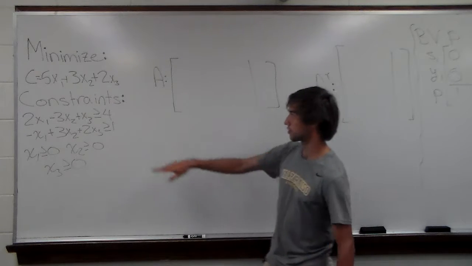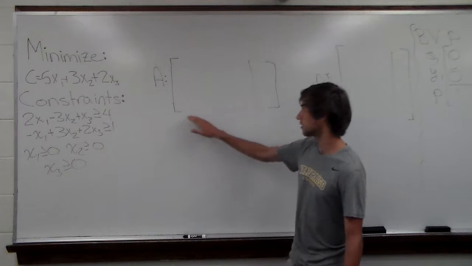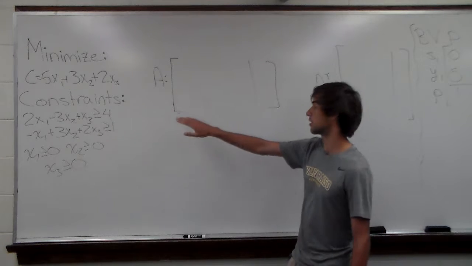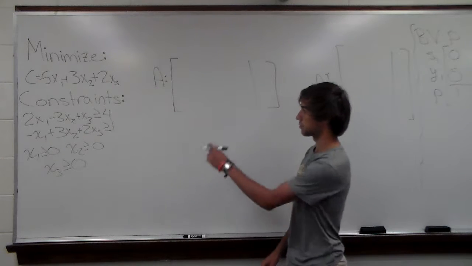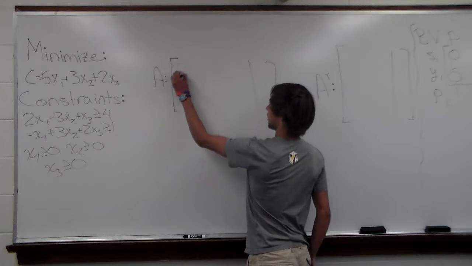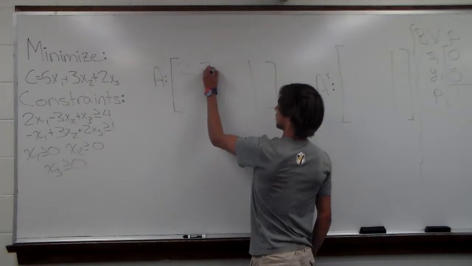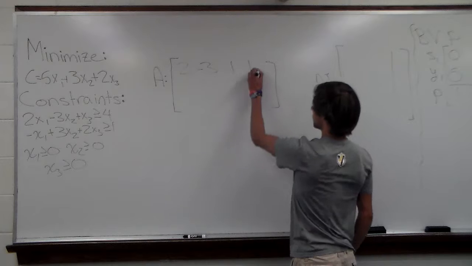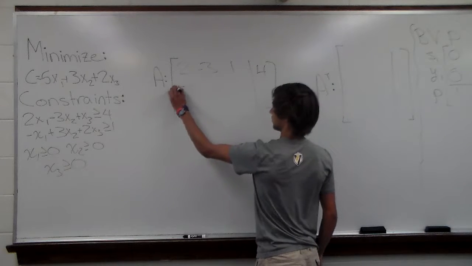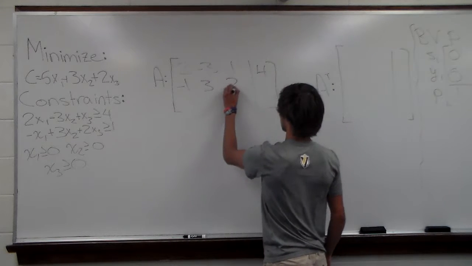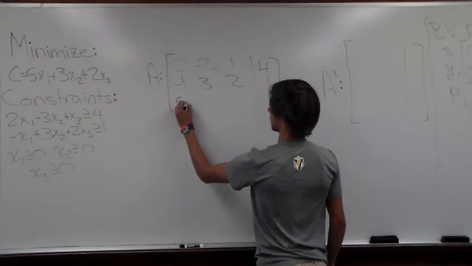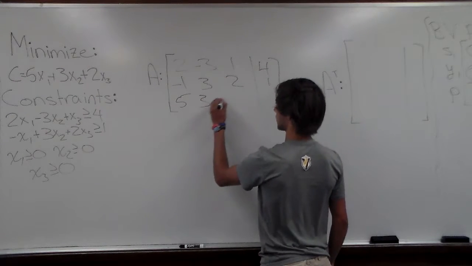So now what we're going to do is take this information and write this in an augmented matrix. And so we're going to make sure to write our minimum objective function as our last row. So we're going to start with the constraints. So we just write how we would write any other augmented matrix. And we make sure to write our objective function last.